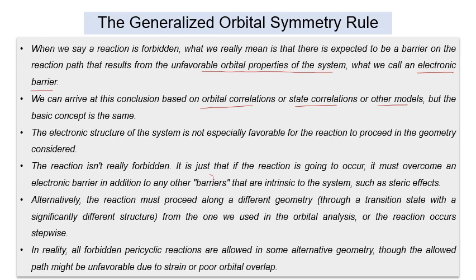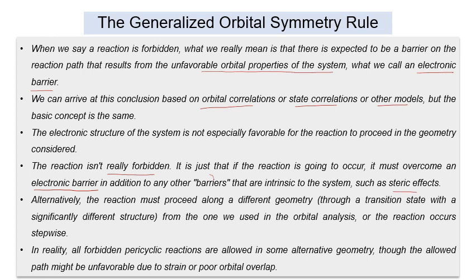The electronic structure of the system is not especially favorable for the reaction to proceed in the geometry considered. Okay, what do we mean by this electronic barrier? The reaction actually is not really forbidden. It's just that if the reaction has to occur, it has to overcome this electronic barrier in addition to any other barriers that are present in the system. For example, steric effects.